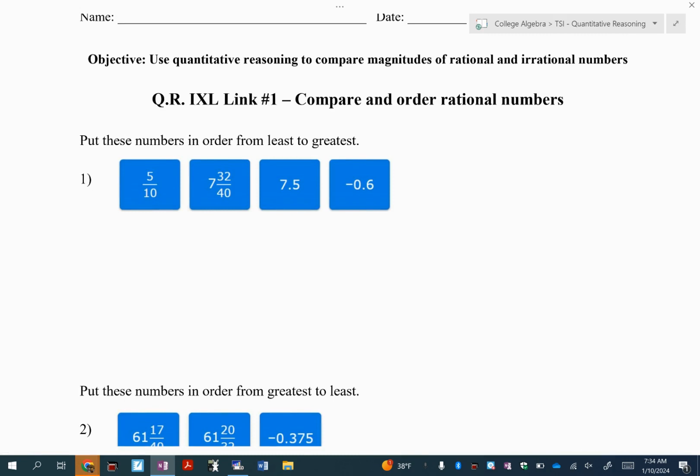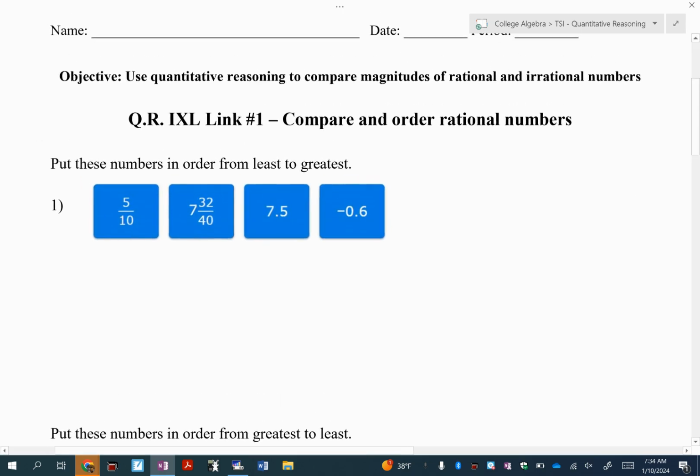All right, you guys ready? Okay, here we go. Let's do these two together. Then I'll let you guys work for 10 minutes on these types of questions. I think you're going to find these to be pretty straightforward. So this objective is to use quantitative reasoning to compare magnitudes of rational and irrational numbers.